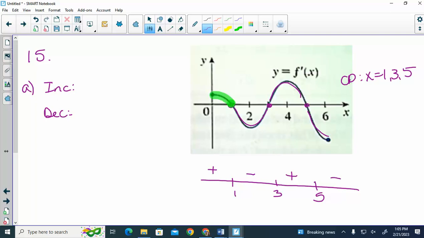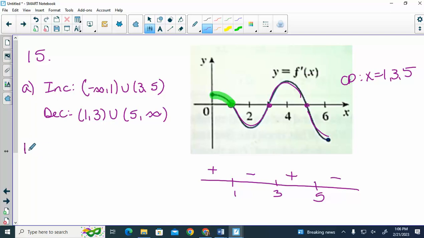So the graph is increasing when the derivative was positive. So that's negative infinity to 1, union 3 to 5. Decreasing where the derivative was negative. So that's 1 to 3, and 5 to infinity.